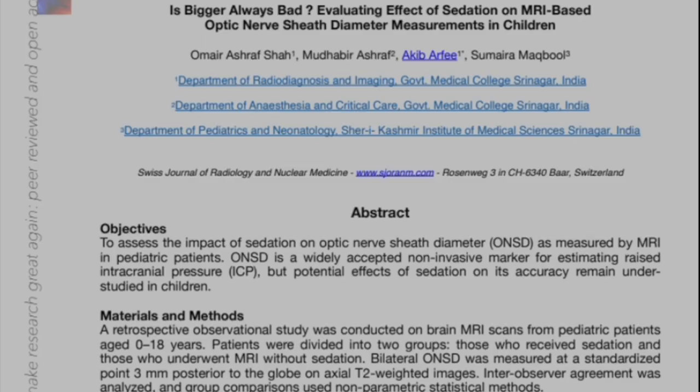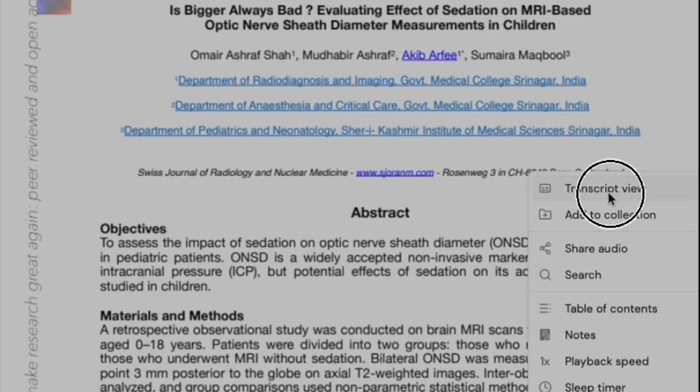Materials and methods. A retrospective observational study was conducted on brain MRI scans from pediatric patients aged 0 to 18 years. Patients were divided into two groups, those who received sedation and those who underwent MRI without sedation. Bilateral ONSD was measured at a standardized 0.3 millimeters posterior to the globe on axial T2 weighted images. Inter-observer agreement was analyzed, and group comparisons used non-parametric statistical methods.